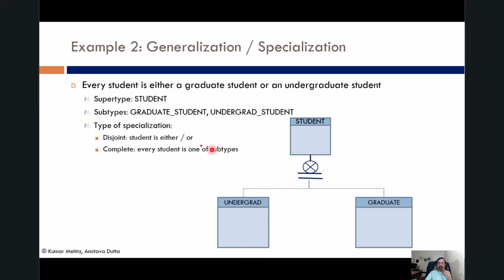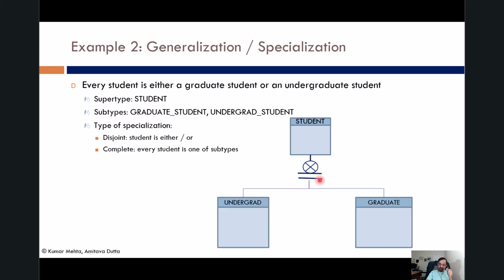So the narrative said every student is either a grad student or an undergrad student. The super type is student. The subtypes are grad student and undergrad student. So this particular specialization is disjoint complete. That's what the picture is telling me.